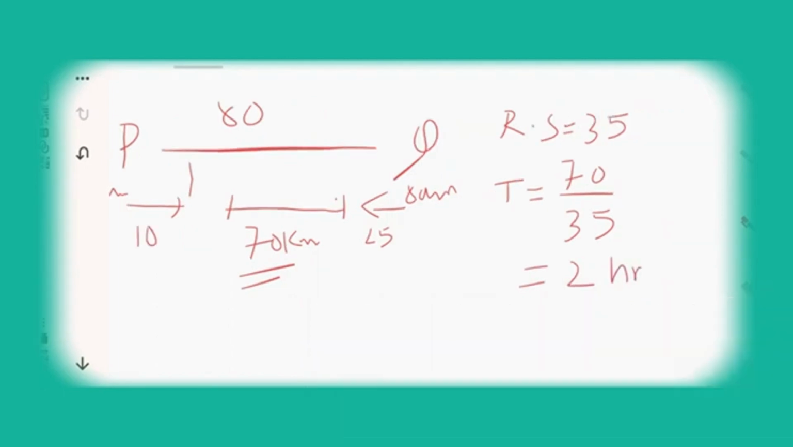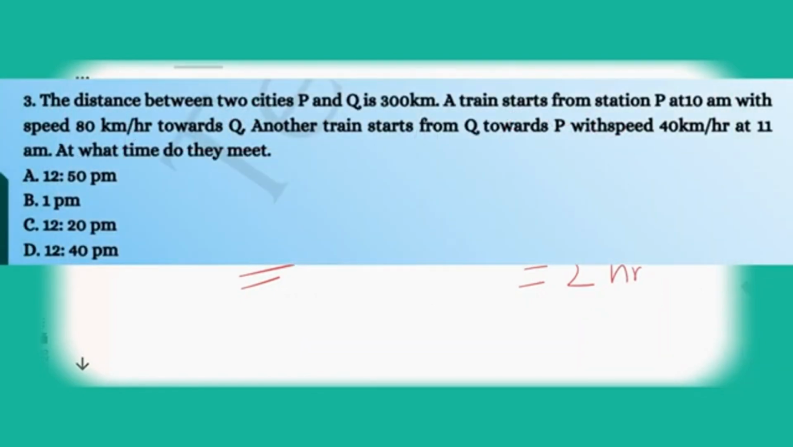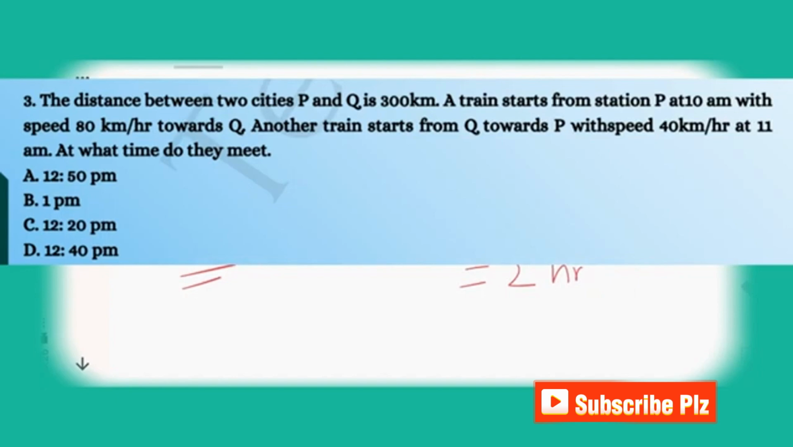So let's see the actual question which was asked in the exam. The distance between two cities P and Q is 300 km. A train starts from station P at 10 a.m. with a speed of 10 km per hour towards Q. Another train starts from Q towards P with a speed of 40 km per hour at 11 a.m. At what time do they meet? 12:50 p.m., 1 p.m., 12:20 p.m., 12:40 p.m. So what will be the correct answer? This is a quiz question for you. Please give the answer in the comment section. Otherwise this will not be helpful if you don't try.